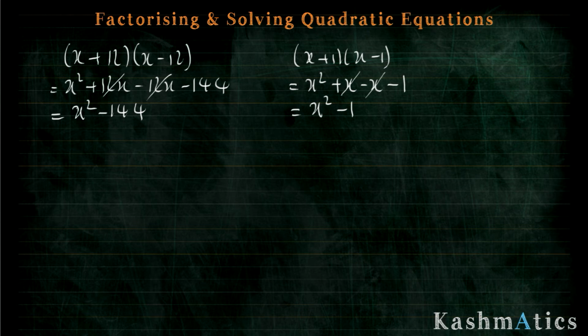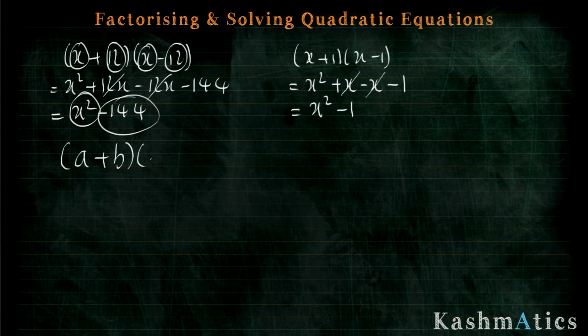Now the thing to observe here is inside the bracket, there is the square root of x squared, and this number here is the square root of 144. So if I wrote something like this, a plus b multiplied by a minus b, that would always equal a squared minus b squared. And we can use this simple fact, this is called the difference of two squares. There's your difference, and there's your two square terms. That's why it's called the difference of two squares. And I can use that fact to factorize quadratics of this form quite easily.